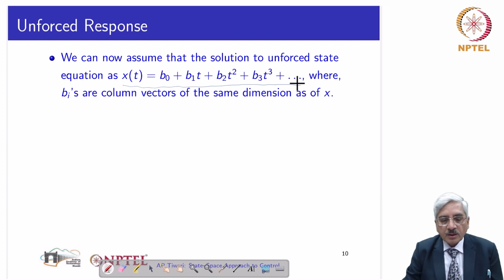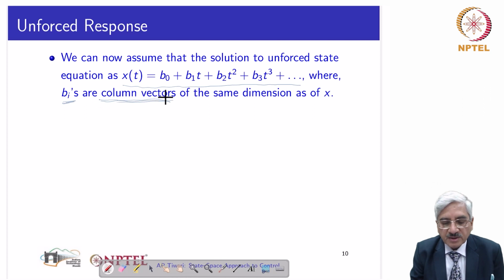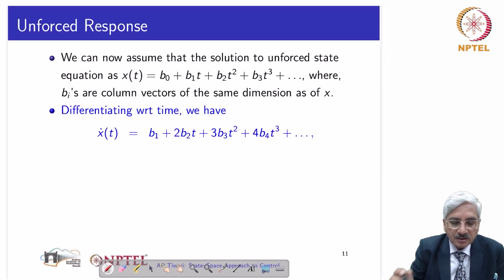state equation will be x(t) equal to b0 plus b1 t plus b2 t square etc., where these bi's are column vectors. Earlier they were scalar coefficients, but this time they are column vectors. Each column is of the same dimension as of x. We proceed with this. So we differentiate.